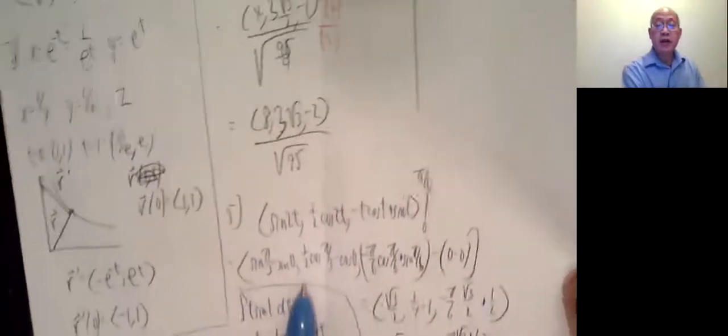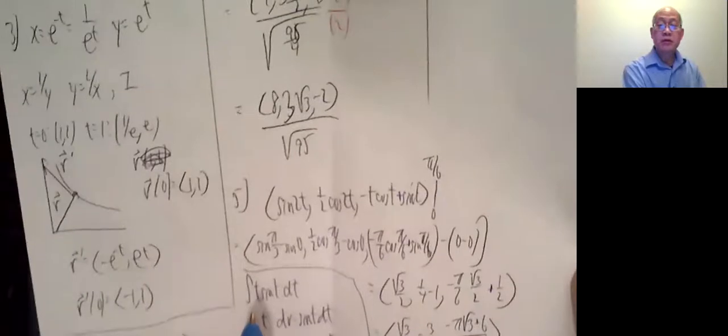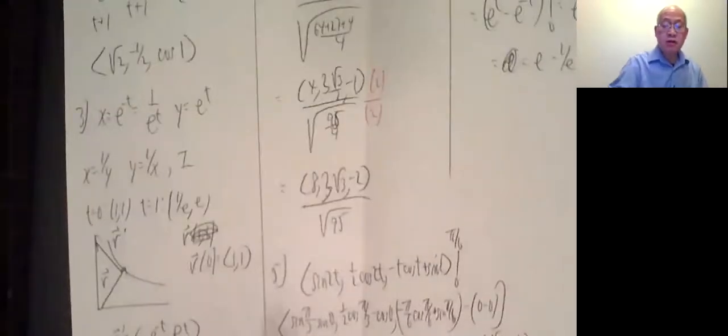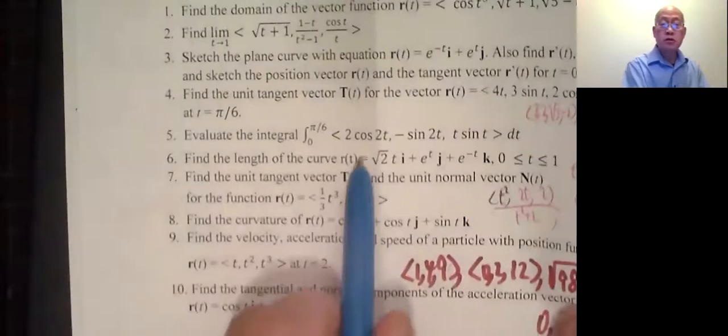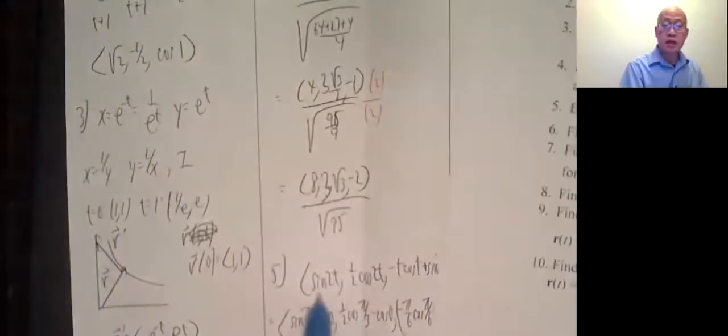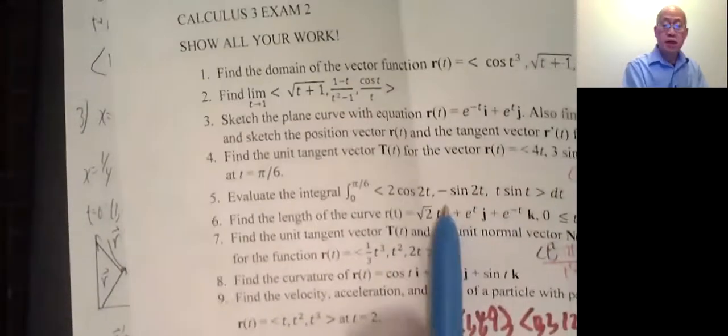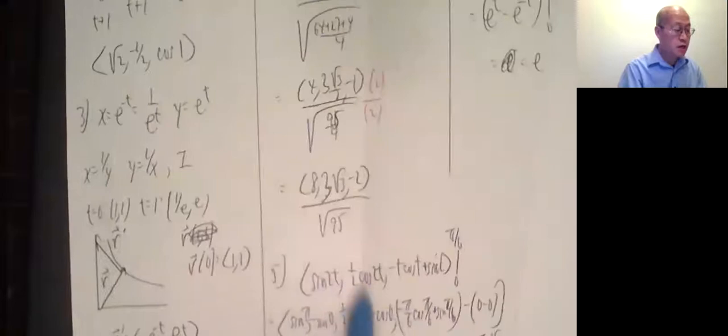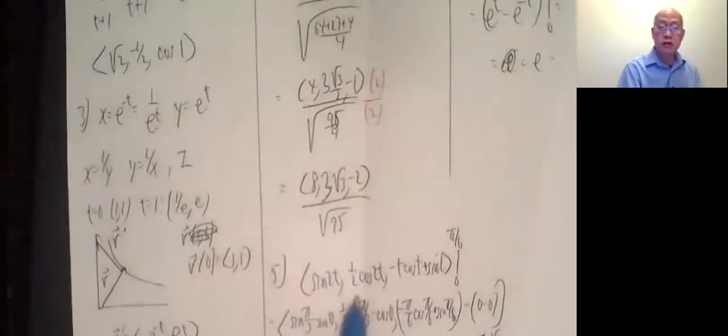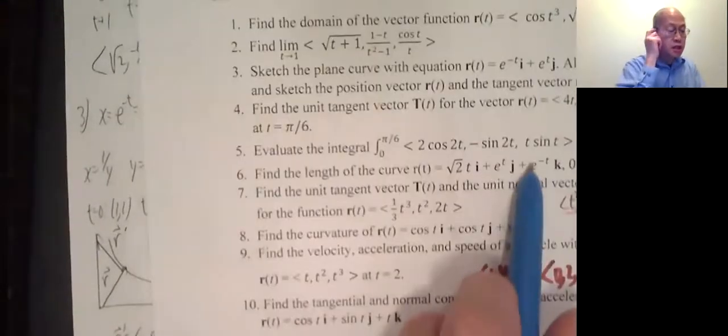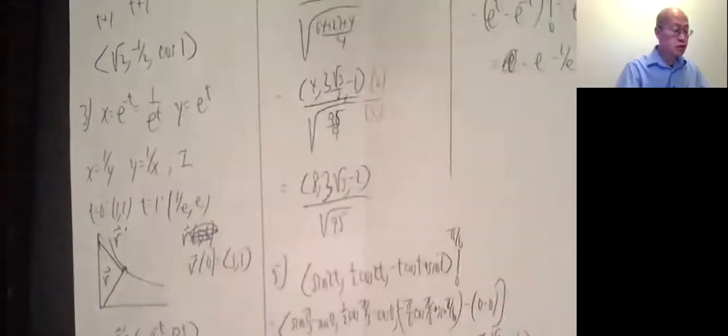Number 5, it's basically some integration. Let's see. The integral of 2 cosine 2t is sine of 2t. The integral of negative sine 2t is 1/2 cosine 2t. The last one, t sine of t, you have to integrate by parts. So you should show me the integration by parts.